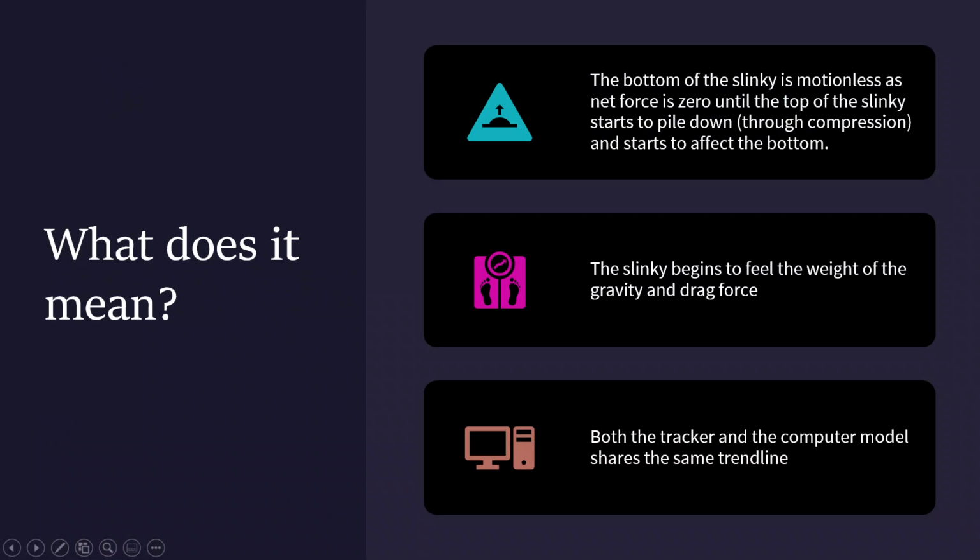And so finally, for the what does it mean question, the bottom part of the slinky is motionless as the net force is 0 until the top part of the slinky begins to pile down through compression, and at which point it starts to affect the bottom part. And so that's when the slinky begins to feel the weight of gravity and also experience the drag force as the bottom part begins to fall down.